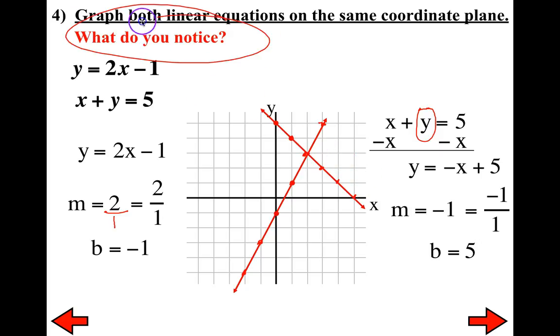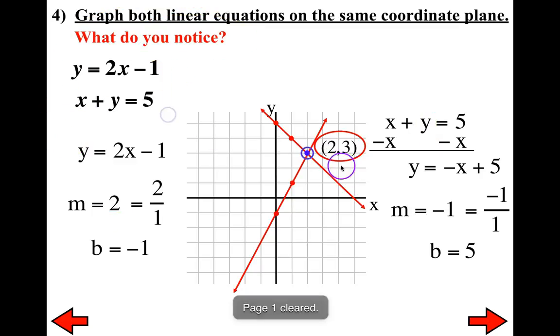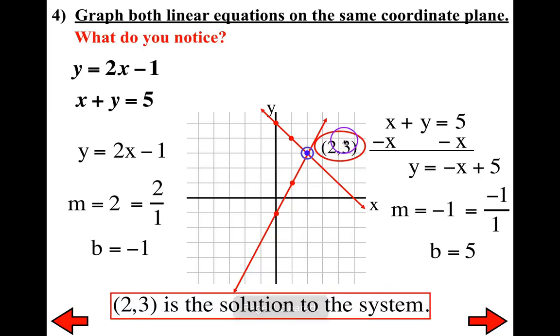But like the question says, what do you notice? I hope you recognize that these two lines intersect, and specifically, where do they intersect? They intersect right here, which is (2, 3). This here is the solution to the system. And again, a system means more than one equation. So here, (2, 3) is a solution to the system, which means (2, 3) is going to work for both.